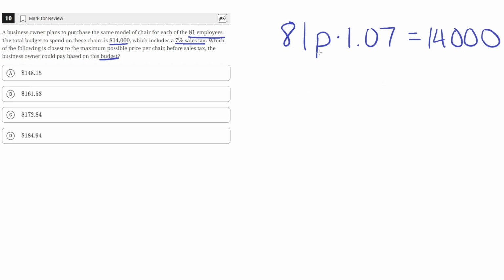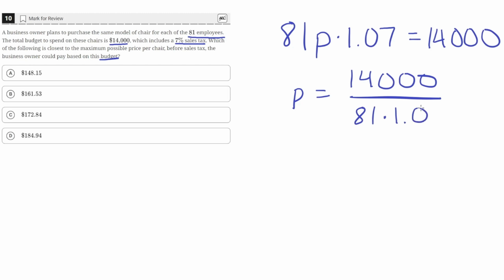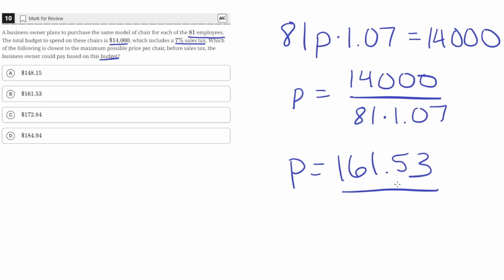So now we can just solve for the value of P. If we isolate for P by dividing both sides by 81 times 1.07, it'll look something like this. We just divided both sides by the product of 81 and 1.07, and if we simplify that down, we'll get 161.53. So the maximum price we can spend on one chair is 161.53 before sales tax. So that's answer choice B.